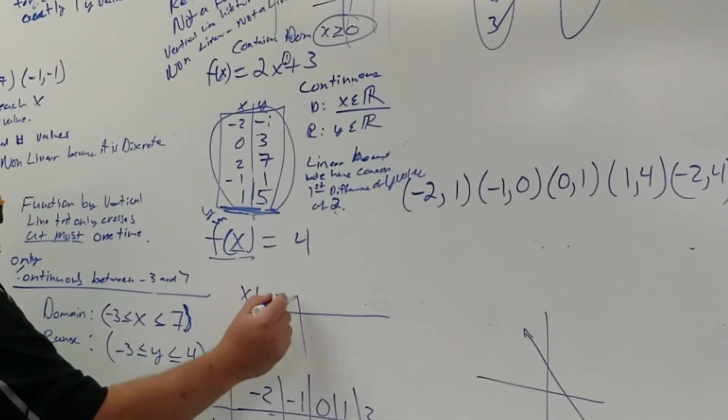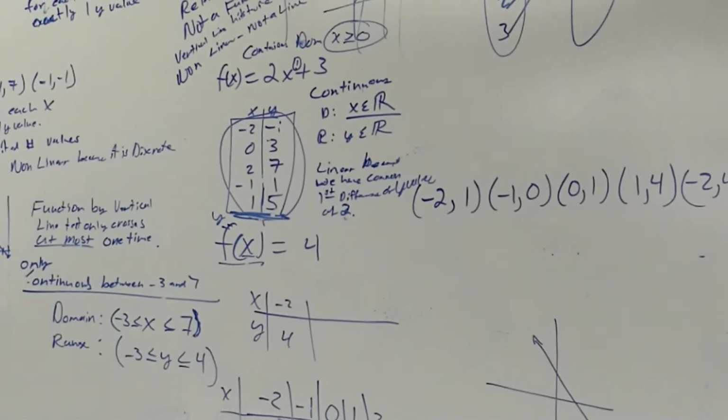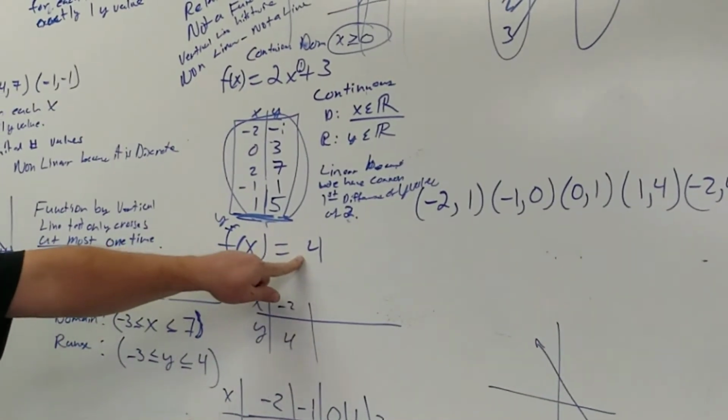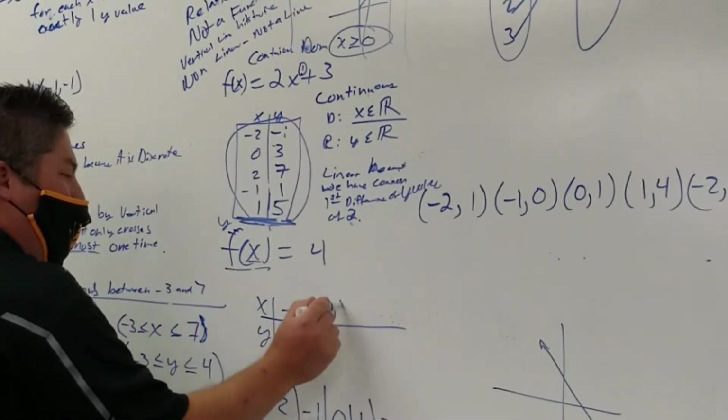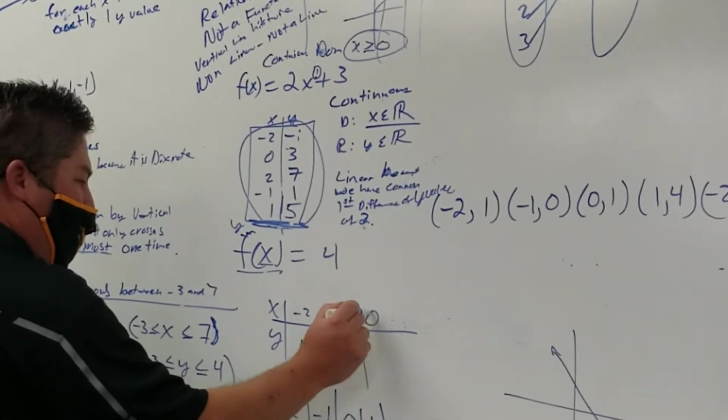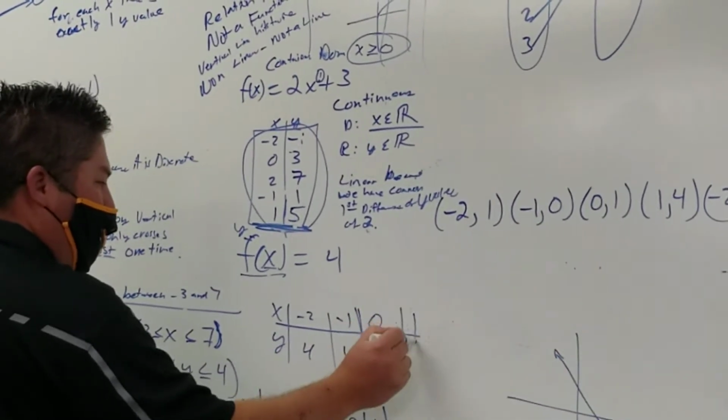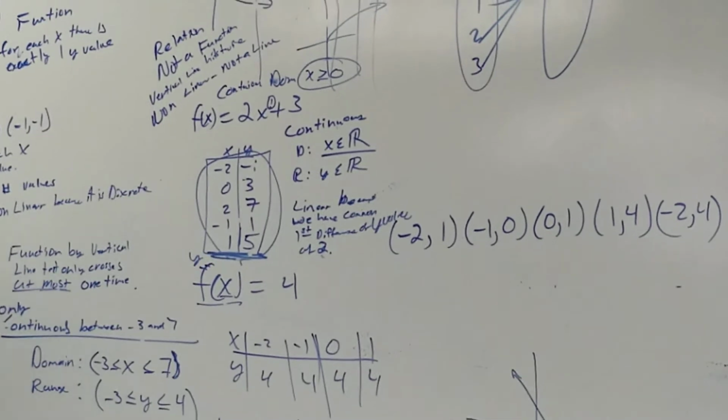Let's pick -2. Is it gonna be 4? Yeah. Yeah, because I'm not plugging in -2 anywhere. How about I plug in -1? 4. Still 4. How about 0? 4. How about 1? 4. And I can keep going, right?